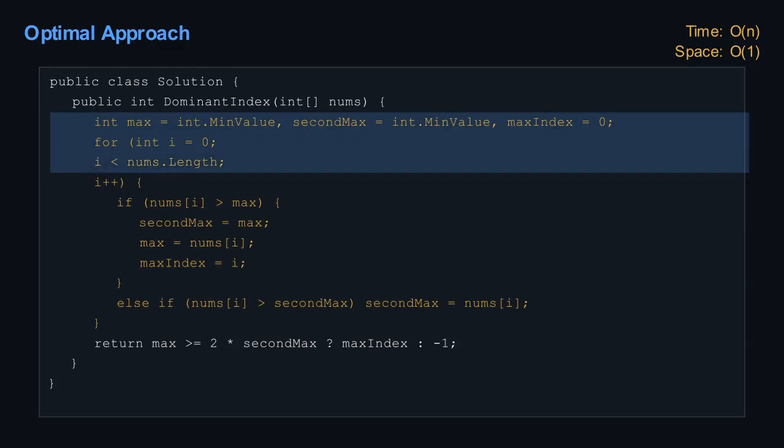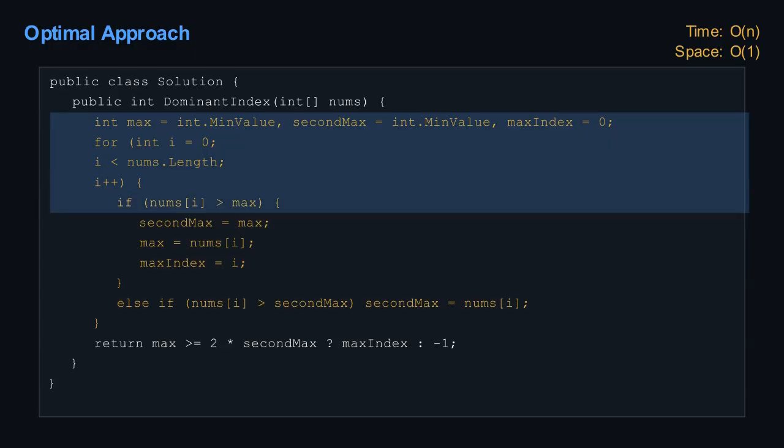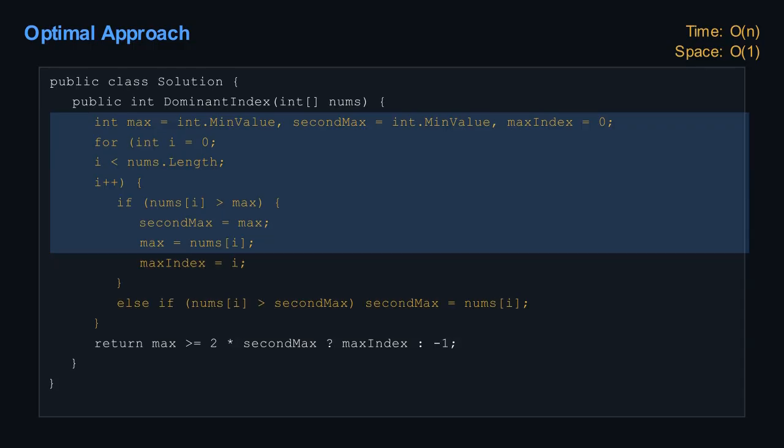Let's walk through how this approach works. We start by initializing two variables, max and second max, to -infinity. We also initialize a variable, maxIndex, to 0. Then, we iterate through the list of numbers. For each number, we check if it's larger than max. If it is, we update max and second max. We set second max to the old value of max, and we set max to the current number. We also update maxIndex to the current index.